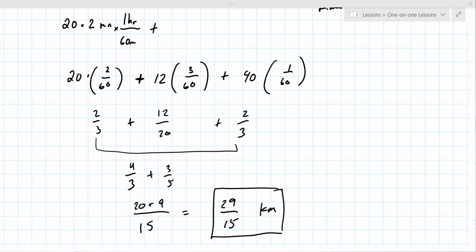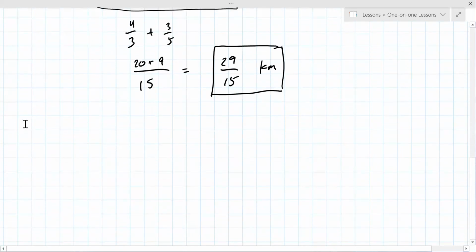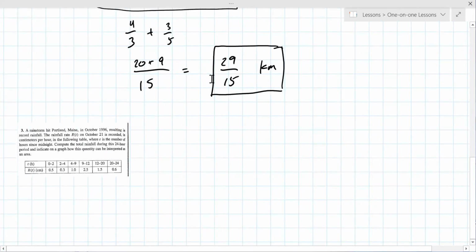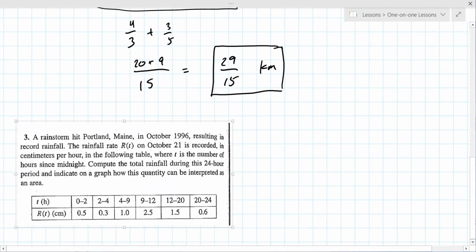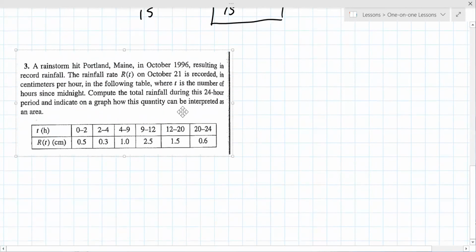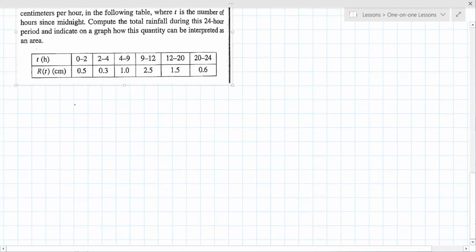Number 3 is sort of a word problem. It's got a lot of extra words that really just tell you to calculate a Riemann sum. So the time here is from 0 to 2 hours. So if you were to make a graph of this information from 0 to 2, it's 0.5 is the height. So I'll call this 0.5 right there. So that's 2. And then from 2 to 4, it's 0.3.